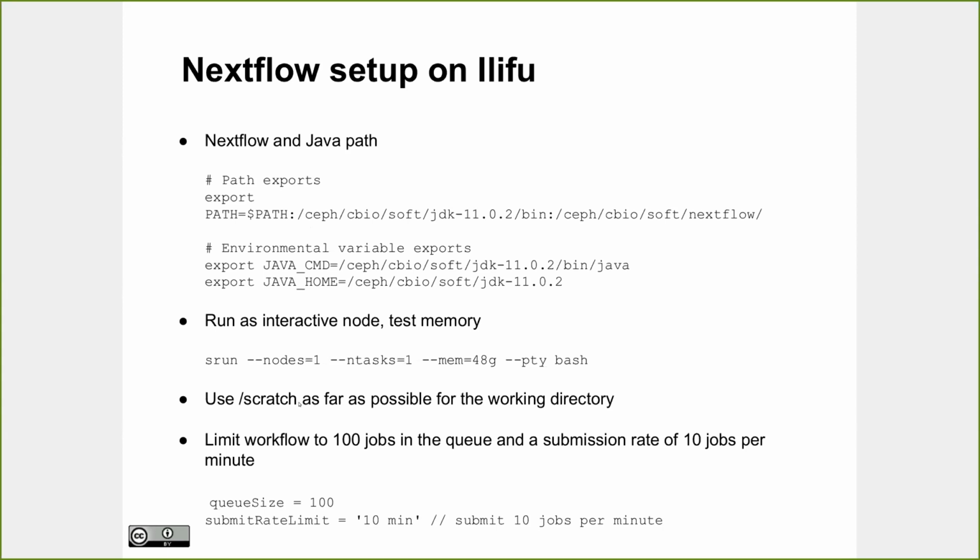Try to use scratch as far as possible for your working directory. And if you're running big jobs, try to limit your workflow to 100 jobs in the queue and a submission rate of 10 jobs per minute. That can be specified in the executor scope. So set the queue size to 100 and the submit rate limit to 10 jobs per minute.